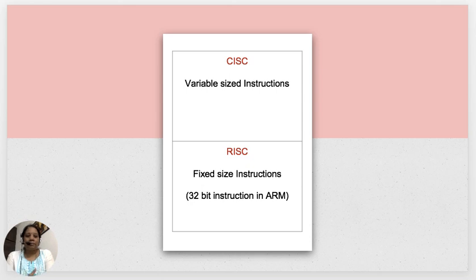When you take a RISC processor, all instructions in the processor will be of a fixed size. For example, when you take an ARM processor, all instructions will be 32-bit instructions. If you take PIC 18, all instructions will be 16-bit instructions. So, this is one major difference between a CISC and a RISC processor.